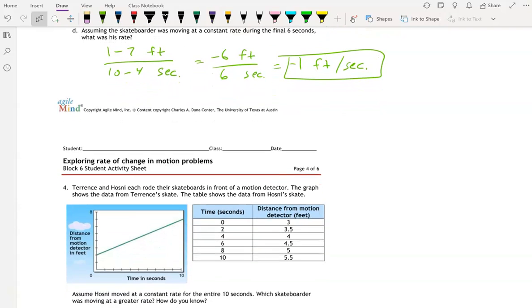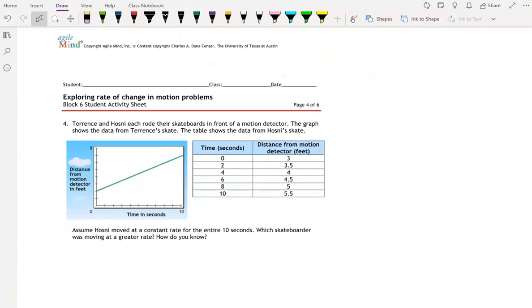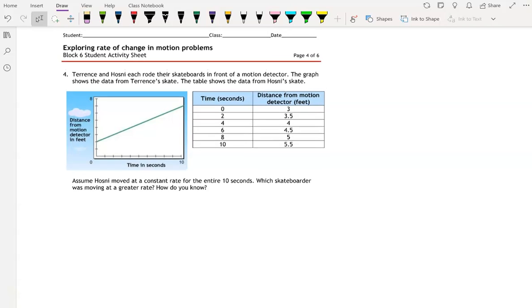All right. On this one, number 4, Terrence and Hosny each rode their skateboards in front of a motion detector. You'd think they'd have better things to do. Anyway, the graph shows the data from Terrence's skate, and the table shows the data from Hosny's skate. The graph is from 0 to 8 feet and from 0 to 10 seconds. Assume Hosny moved at a constant rate for the entire 10 seconds.